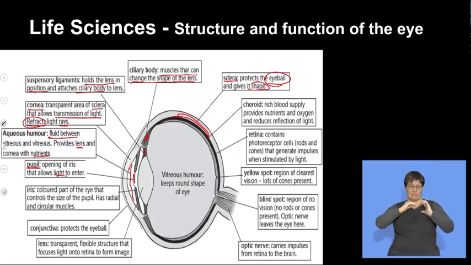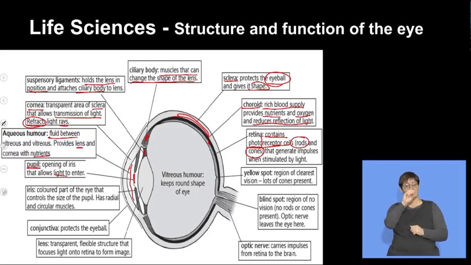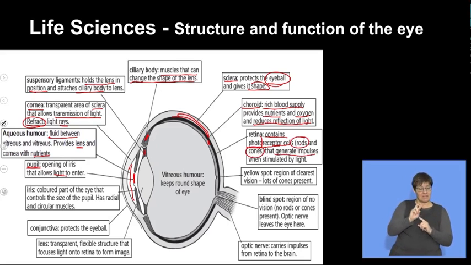We move now to this layer, which is called the sclera, that protects the eyeball and gives the shape. The next layer in the middle here, which is the choroid, it's rich in blood supply, which means it provides nutrients and oxygen and reduces reflection of light. Now we move to the retina. The retina contains photoreceptors. Photo means light. Photoreceptor cells, which are referred to as the rods and the cones, convert the stimulus of light into an impulse when it is received.